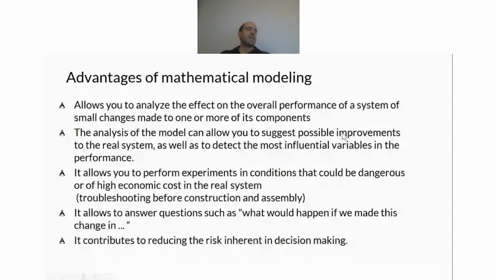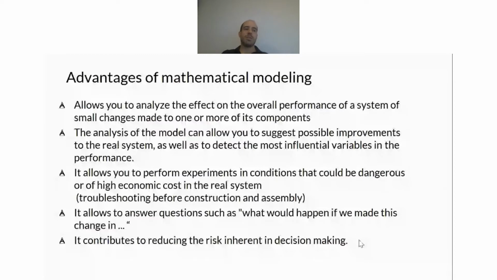Okay. This slide has a lot of text, but I will just go by a few of them. Sorry, but they are written there, so we can go back if we want to read them. Basically, I will pick the third one, which I think is important. A mathematical model will allow you to perform experiments in conditions that would be dangerous or of high economic cost in the real system. And this basically is a kind of troubleshooting before the construction and the assembly. You can try different things in the model and see what happens. And then you can go back to the lab and select the one that did work for the construction.